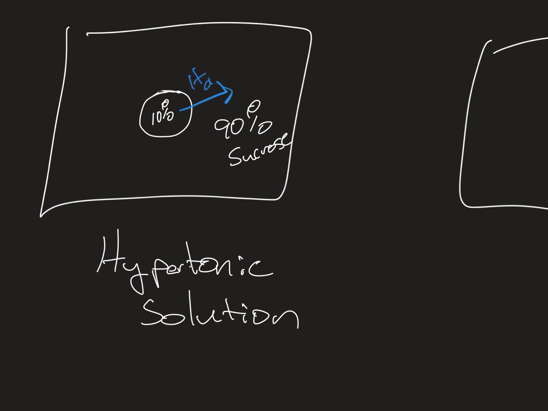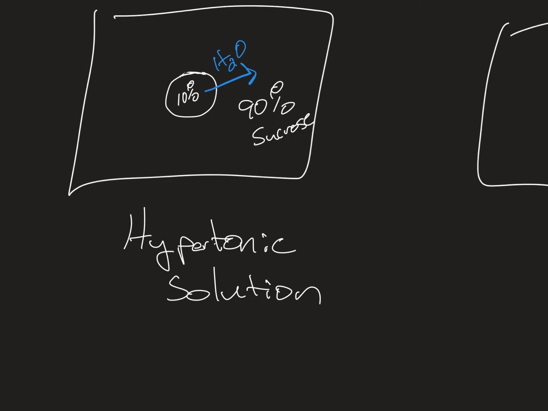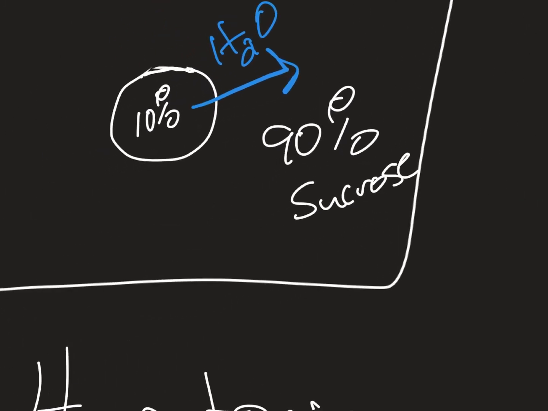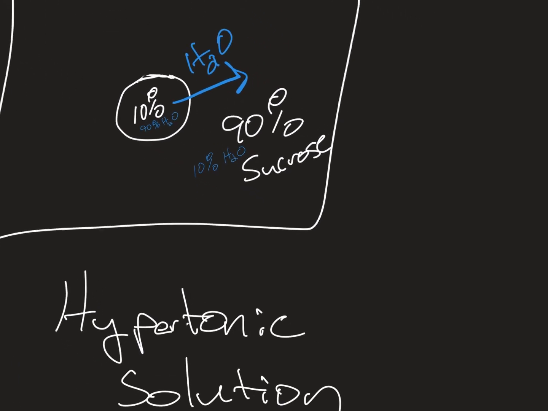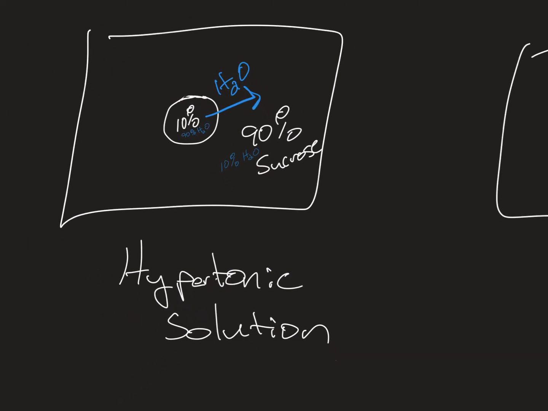So there's two ways of thinking about it. You should know both. Because it's 90% water. That's right. So if it's 10% sucrose, then it's 90% water inside. And if it's 90% sucrose outside, then it's only 10% water outside. So H2O is going to go out because it's going to go from its high to its low. That's one really great way of thinking about it.